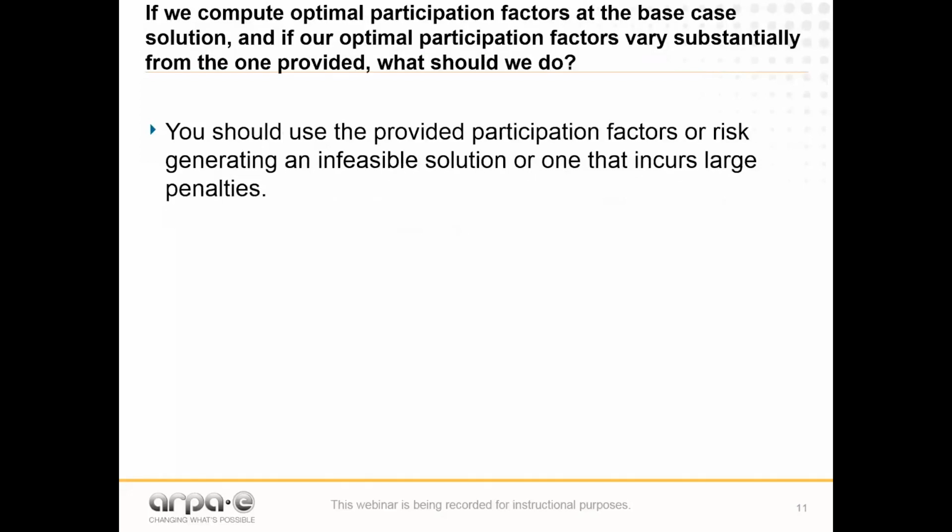If we compute optimal participation factors at the base case solution, and if our optimal participation factors vary substantially from the ones provided, what should we do? Well, the quick answer is you should again refer back to the formulation. Our formulation has provided participation factors to you. If you do not follow the participation factors or the complementarity conditions associated to them, as I was describing earlier, when I reach my bound, I can no longer follow that participation factor, then you will be in violation of the formulation.